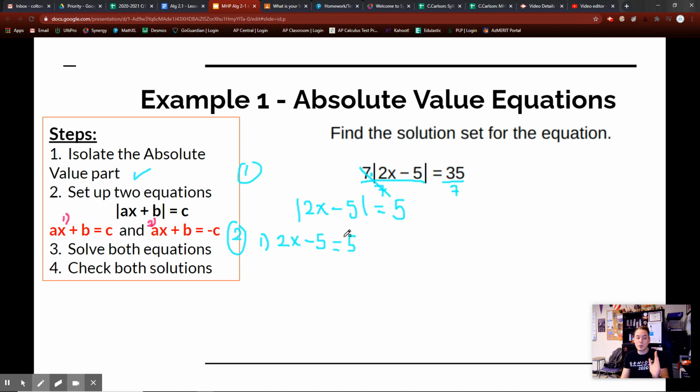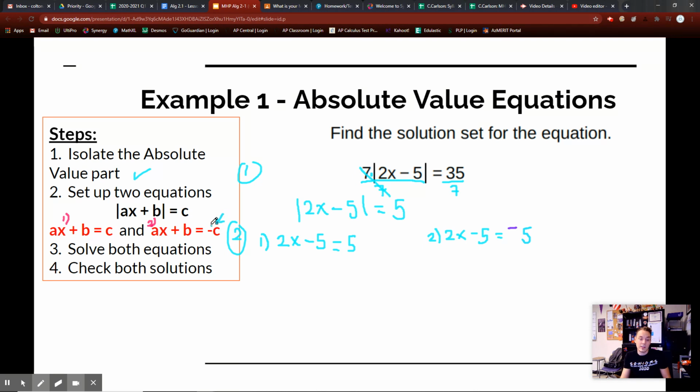So the first equation is literally the exact same thing I see, just 2x minus 5 equals 5, but I just don't write the absolute value bars. That's the easiest one. My second equation is literally everything that I see here, except for the fact, ding, ding, ding, I have a negative there. So I have a negative attached on that negative 5. I'm following that pattern right there, guys.